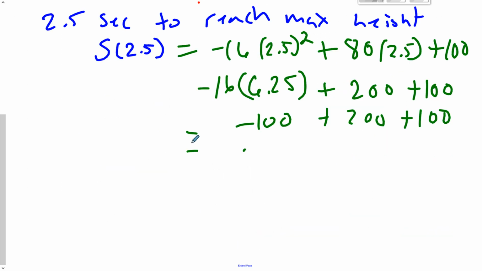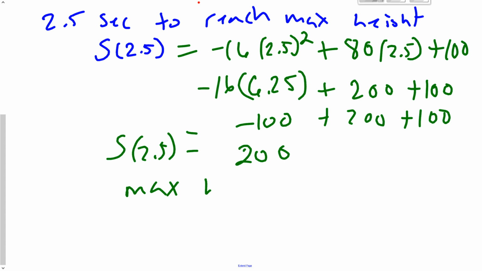That is 200, right? So s of 2.5 is 200, meaning that our max height will be 200. I believe we're in meters, or no, we're in feet, okay? So that's our max height, 200, so that's the answer to B.